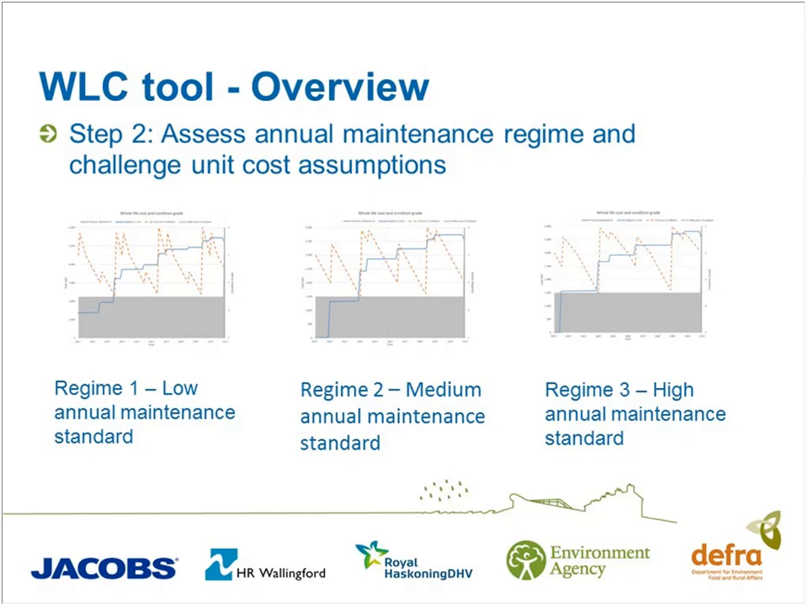And in these screenshots, the dashed lines that are a sawtooth pattern are showing the forecast of condition, by condition grade, that we expect to see. The solid blue line, which is increasing with time, is showing the cumulative whole life costs associated with those maintenance and refurbishment activities. And then the grayed out area is showing what we think is a minimum standard of condition grade we want to see for that asset.